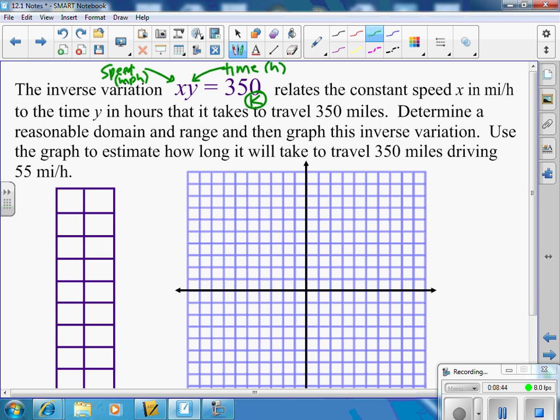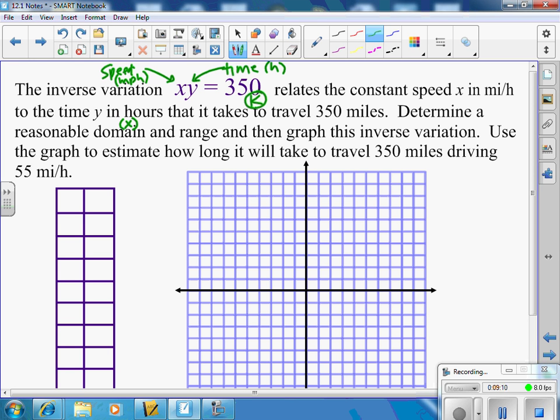Determine a reasonable domain and range, and then graph this inverse variation. So a reasonable domain. Remember, domain is our x values. We set up here x values are speed. So we can go 0 miles per hour, totally okay. But anything over like 100 just isn't possible. Even if you're going 100, not a very good idea.